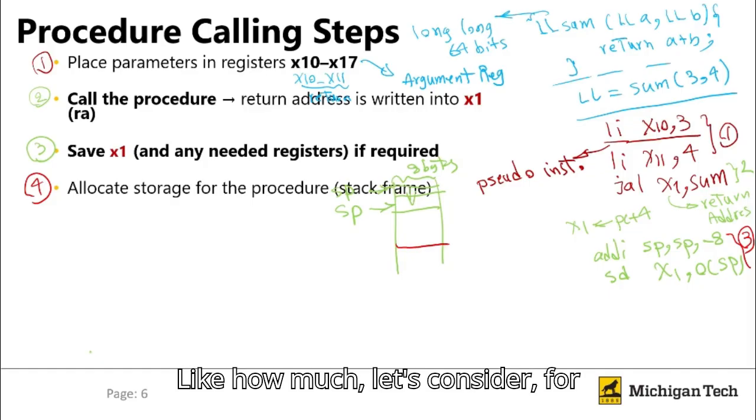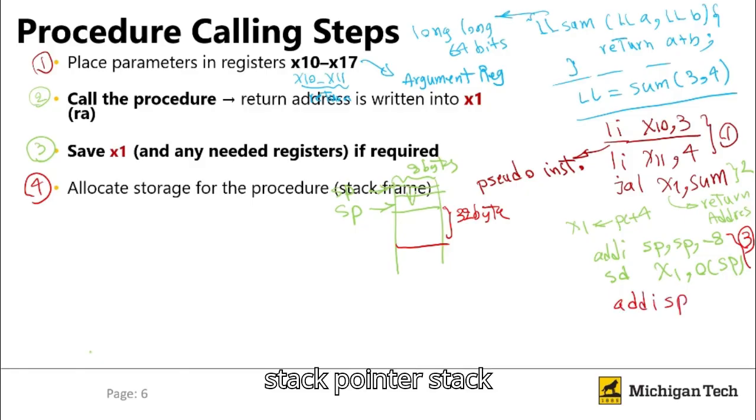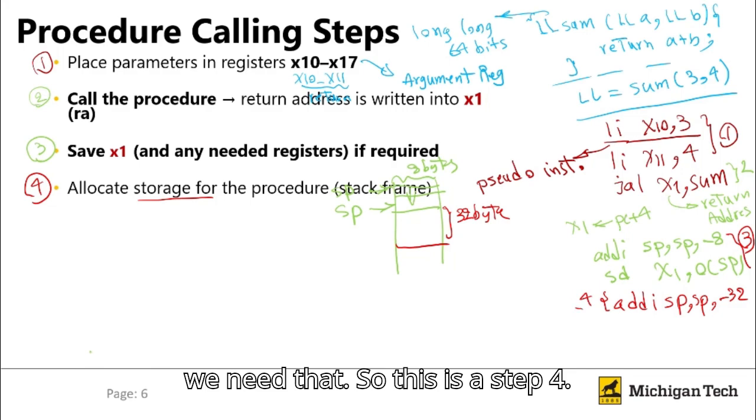How much? Let's consider, for example, 32 bytes. So if we want that, again, we add I, stack pointer, minus 32. This is just for storage. This is not necessary for this code, but in general, we need that. So this is step 4.